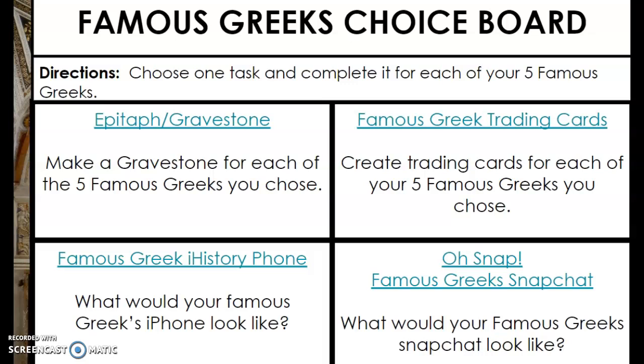Or you can make trading cards, famous Greek trading cards for each one of your famous Greeks. Or you can do, what would their iPhone look like? Okay, what would your famous Greek's iPhone look like? And you can complete that form. Or you can do a Snapchat.